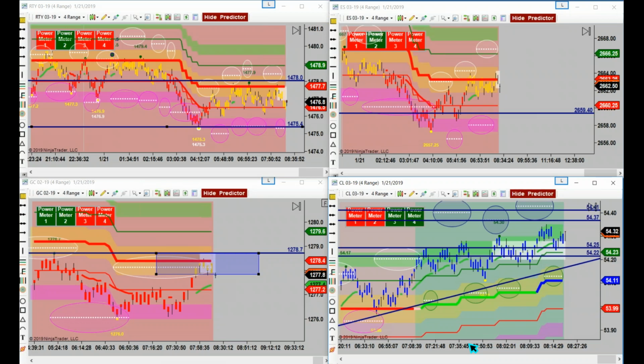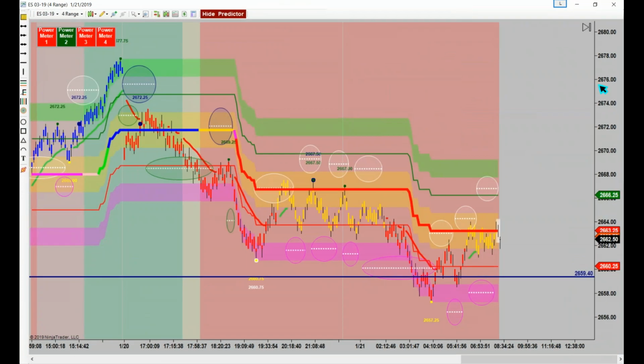Ten more minutes till the regular market opens. Let's go ahead. We got our stop in on crude. Let's diagnose ES just real quick for the open.